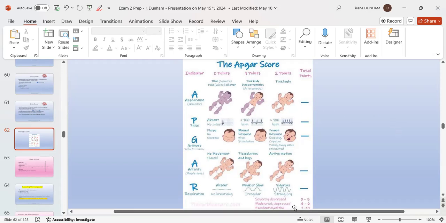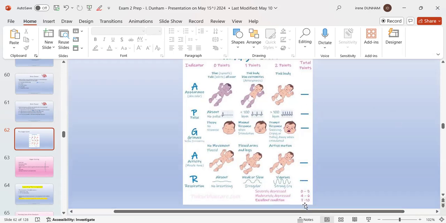If you have a baby with 7 to 10, that means everything is good. Maybe he's got 1 off for color, but usually my babies were about 8 to 9, good babies in excellent condition. That's what you want. So a good question on a test would be: a baby has a score from 4 to 6, what type of resuscitative measures would the nurse do? That's the kind of question you would look at.